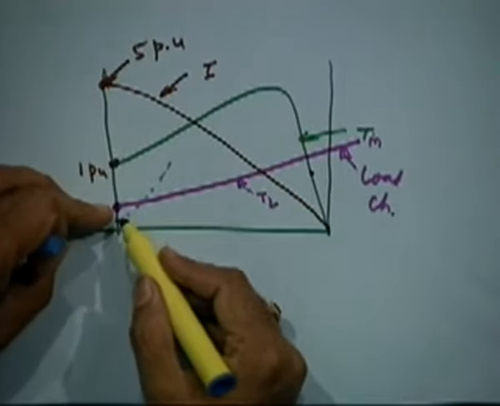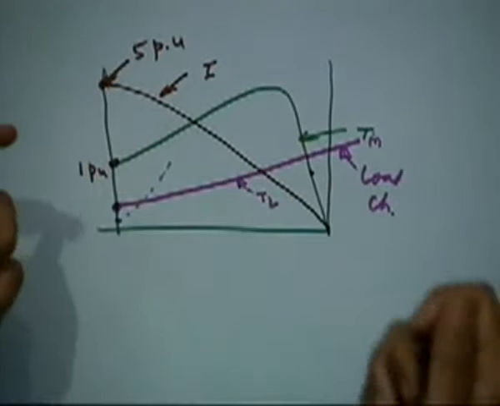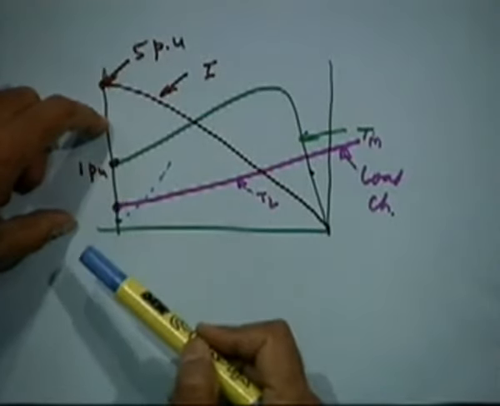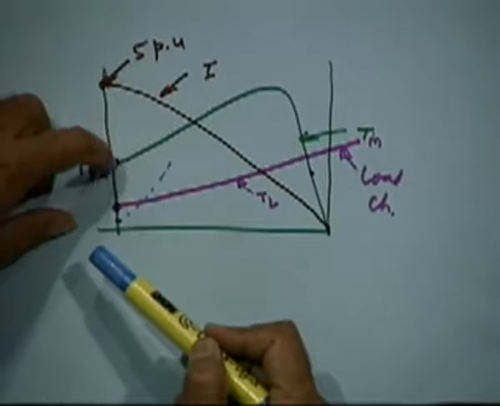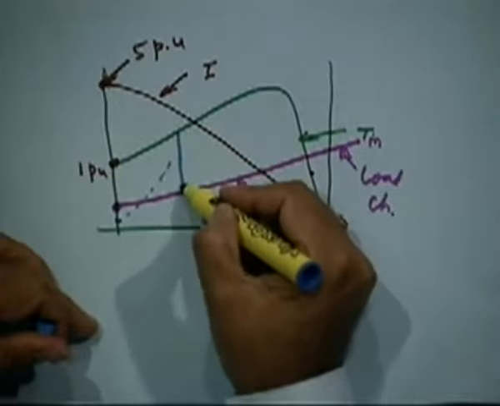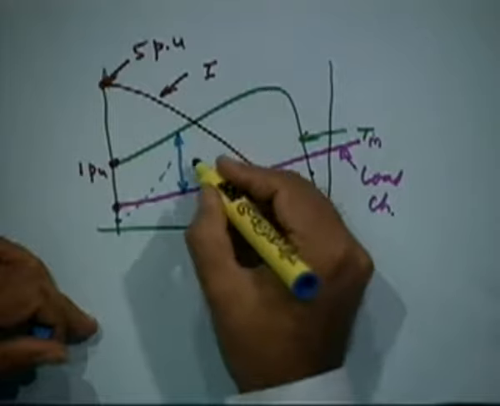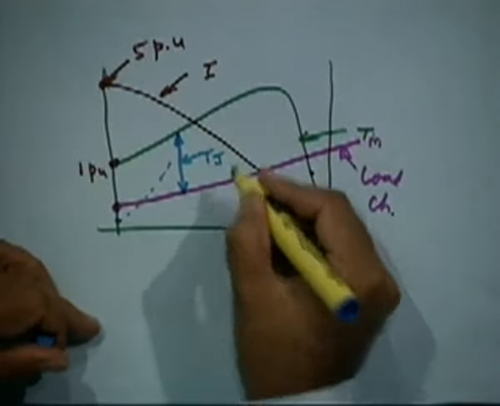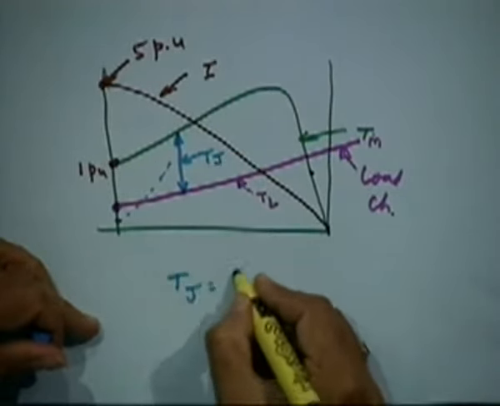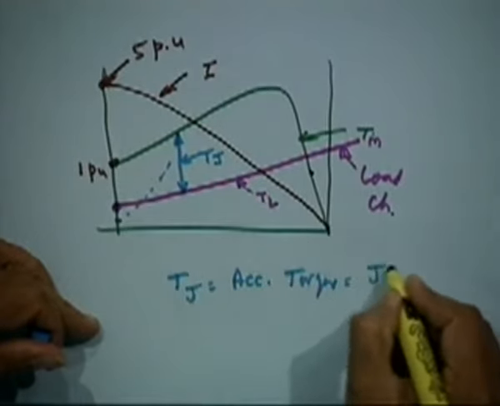Supposing you have some type of heavy cranes and sledgehammers and things like that, that will have a very high starting torque. Then if this point goes somewhere here, again it will not start. So again you have to increase. Therefore, what is the difference between these two? This will be called TJ. TJ is the accelerating torque, which is J d omega by dt.